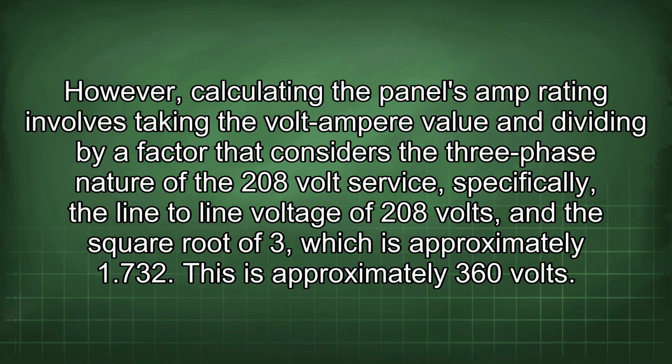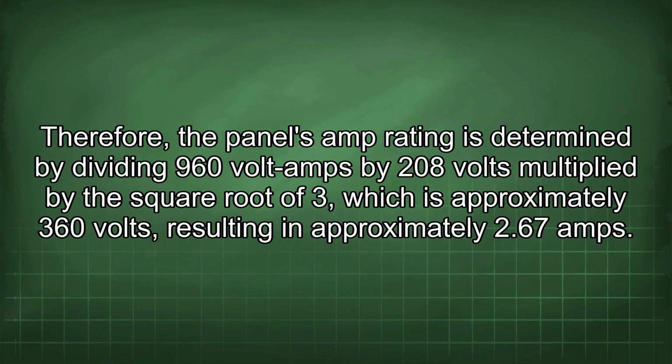nature of the 208 volt service, specifically the line-to-line voltage of 208 volts, and the square root of 3, which is approximately 1.732. This is approximately 360 volts. Therefore, the panel's amp rating is determined by dividing 960 volt-amps by 208 volts multiplied by the square root of 3, which is approximately 360 volts, resulting in approximately 2.67 amps.